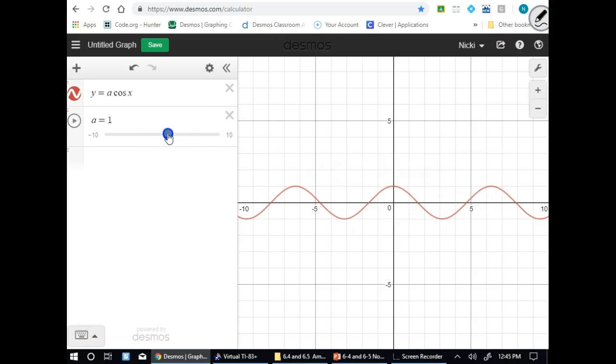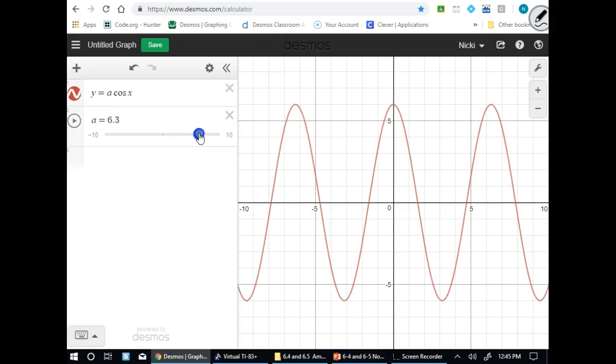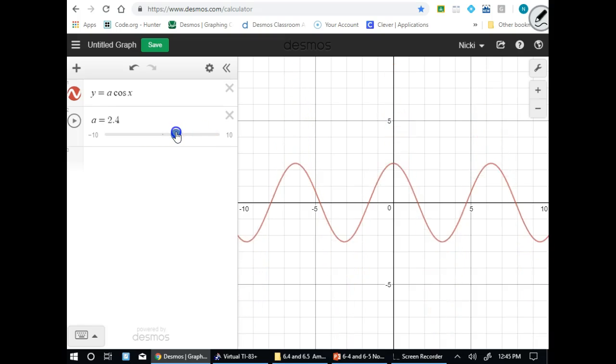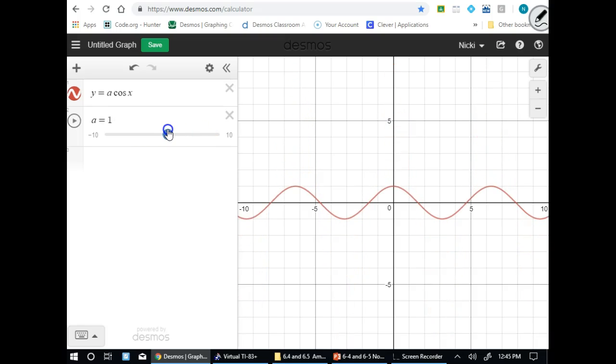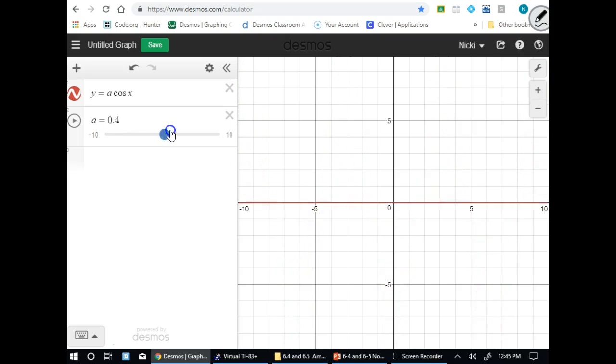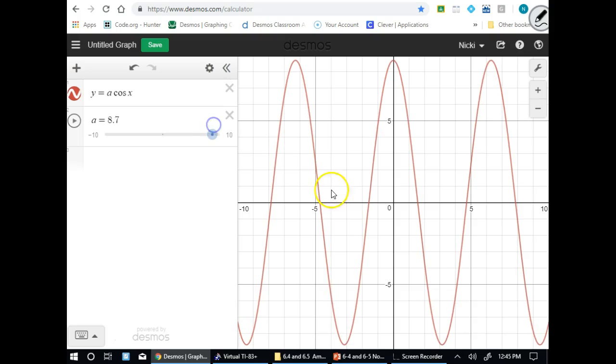What I just did there, if I make that number bigger, it makes my waves bigger, right? If I make that number smaller, it makes them smaller. If they eventually get to negative, it'll flip it upside down, right? So those flips still occur. But that amplitude tells you how far it is from the midline up to that highest point.